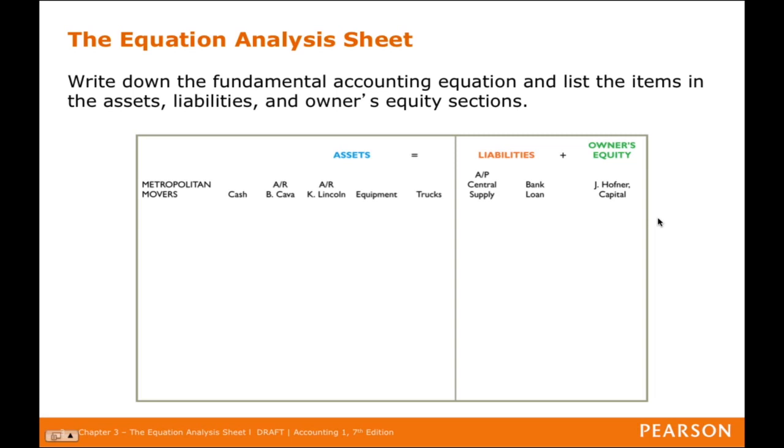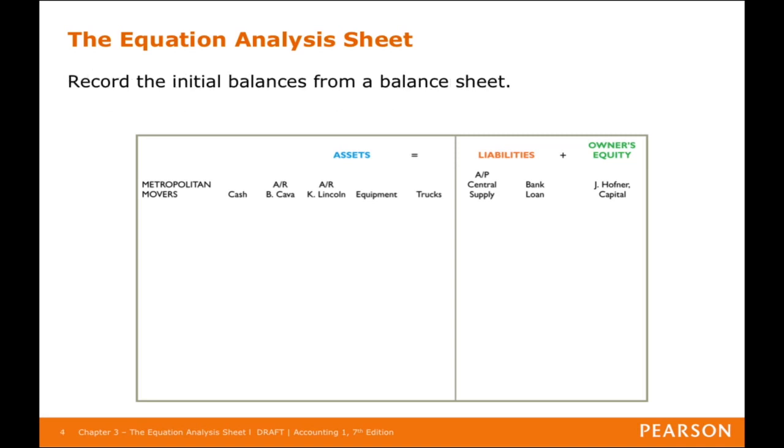The equation analysis sheet is not a formal financial statement like the balance sheet that we looked at back in Chapter 2. So we don't need to have the same heading that we looked at with the balance sheet. This is a more informal statement. Once we've listed the assets, liabilities, and owner's equity, we can start to record the initial balances from the balance sheet.